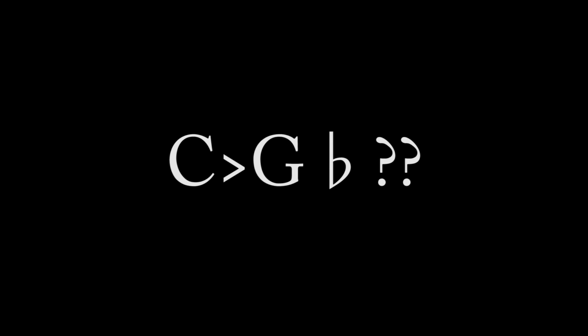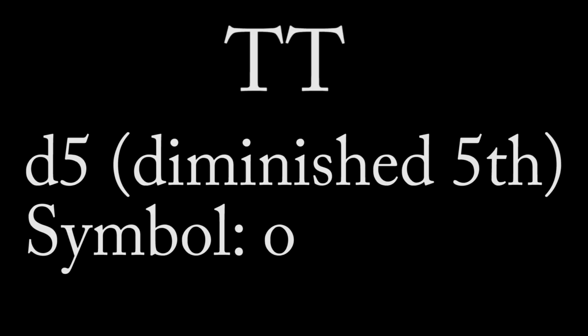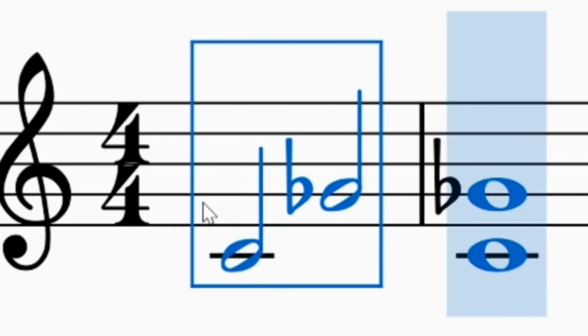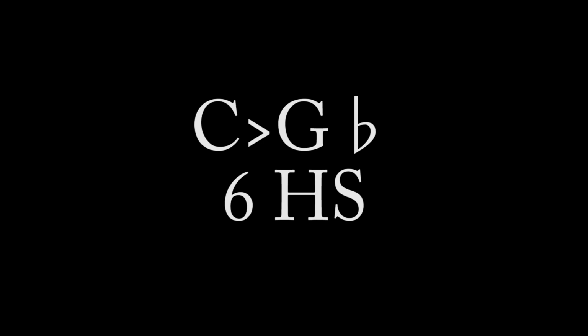But what is C to G flat? Well, it's still a fifth interval because G is the fifth letter, right? But what kind of fifth is it? It's not a perfect fifth. We call this a diminished fifth, which actually is the tritone interval. G flat is 6 half steps away from C.